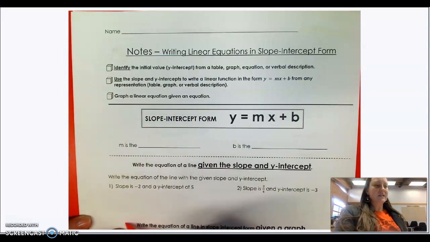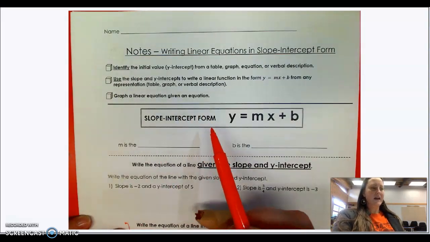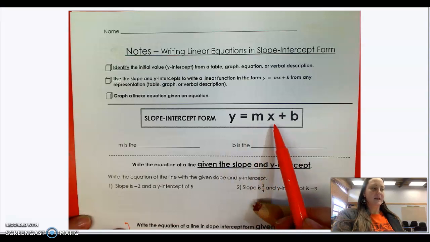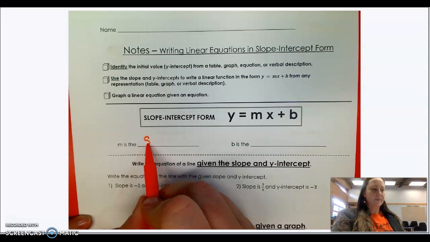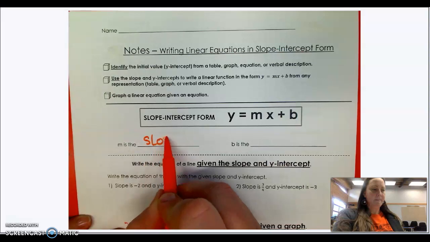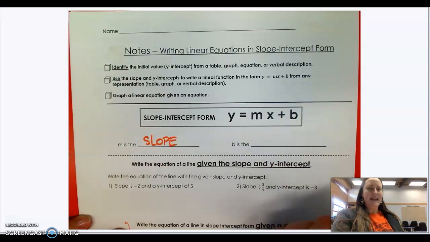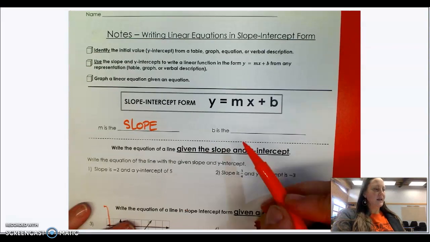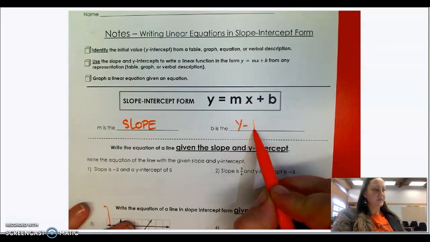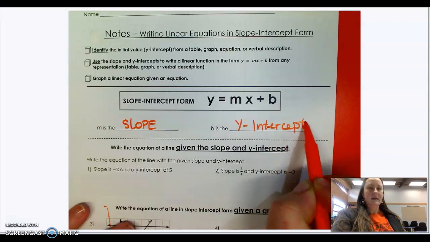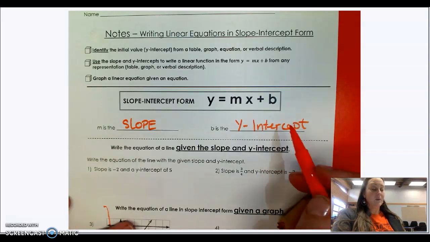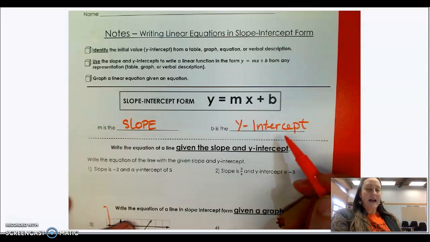So this is slope-intercept form. Y equals mx plus b. M is the slope, and b is the y-intercept. That means where the line crosses the y-axis.